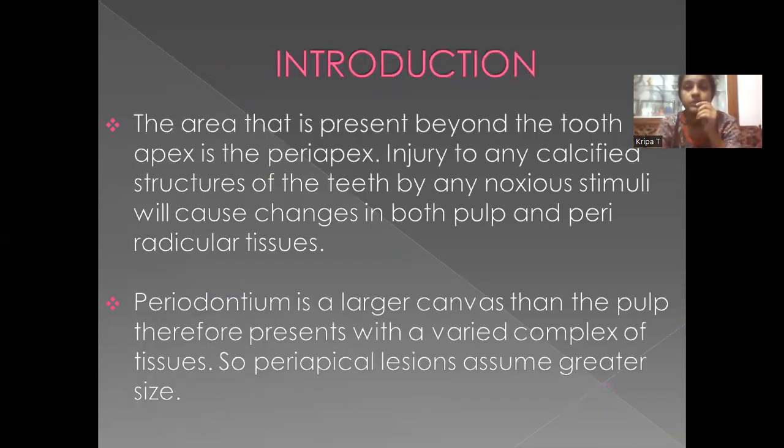So as an introduction, the periapex is an area which is present beyond the tooth apex. Injury to any calcified structures of teeth by any noxious stimulant will cause certain changes in both pulp and periradicular tissue. The periodontium is actually something very large compared to a pulp, with a lot of complex tissue. So if it is a periapical lesion, you can assume a great size.